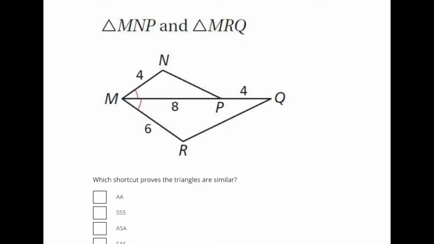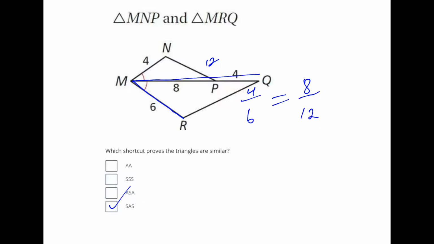So with this one, 8 plus 4 is going to give me a total length of 12 there. So in between this angle, I have 6 and I have 12. And in between that same angle on the other side, I have 4 and I have 8. So I'm going to put a 4 is to 6 as 8 is to 12. And look at that. They are proportional. So this one is going to be side, angle, side. If you remember, angle, side, angle isn't really one of the shortcuts.